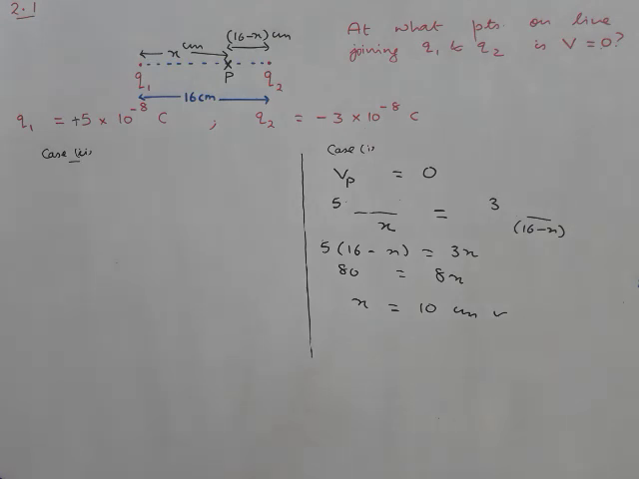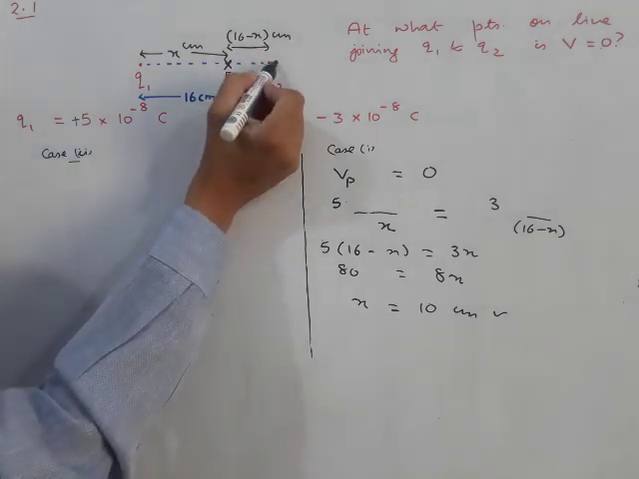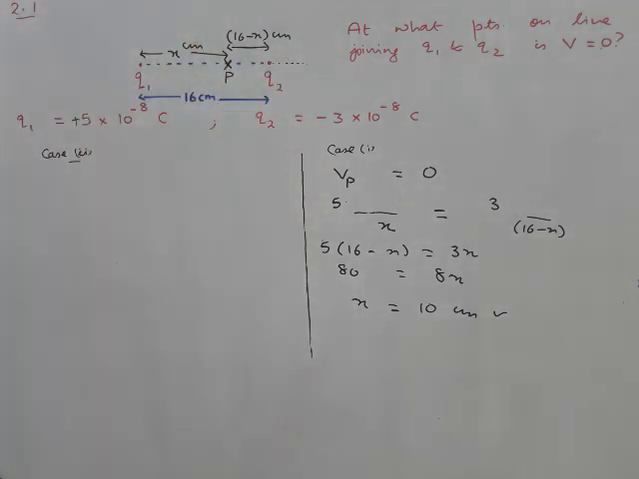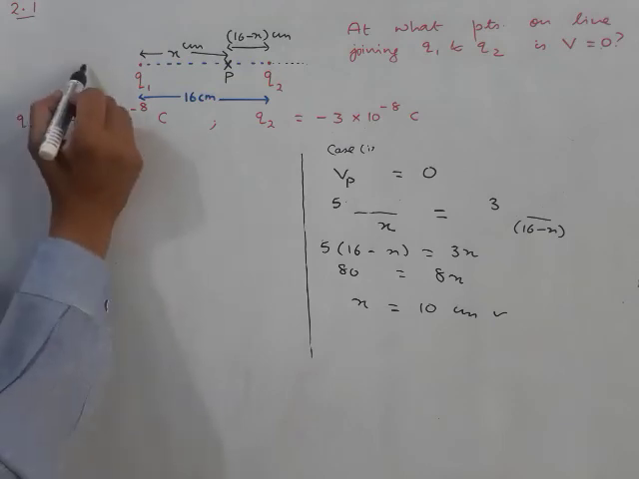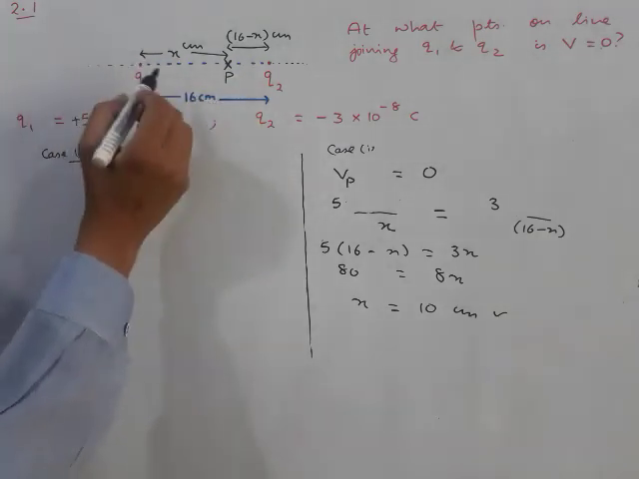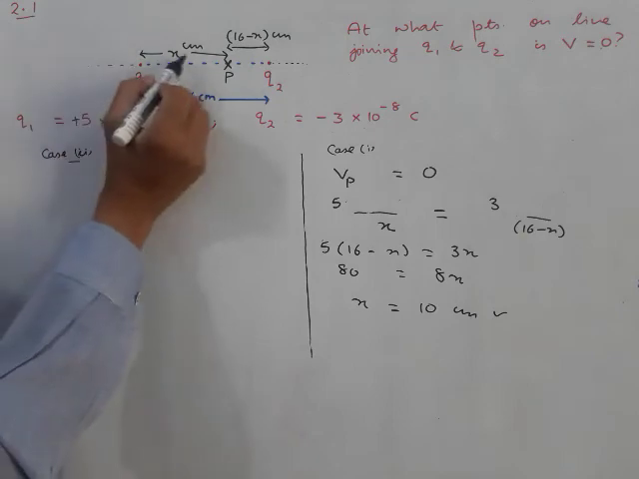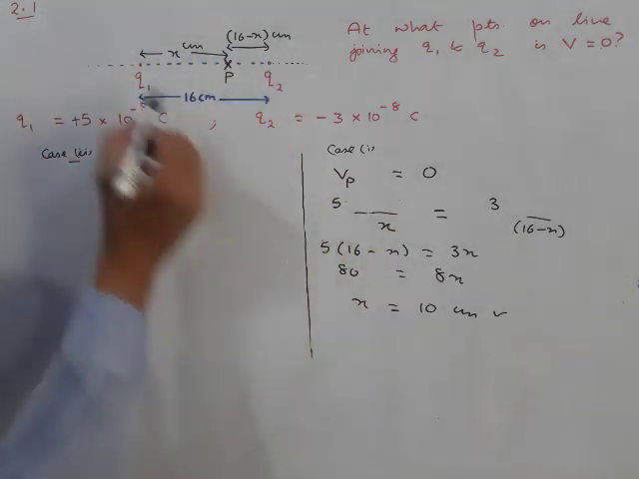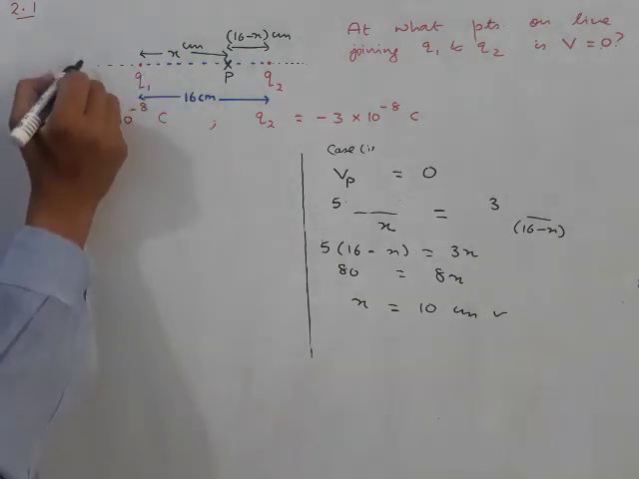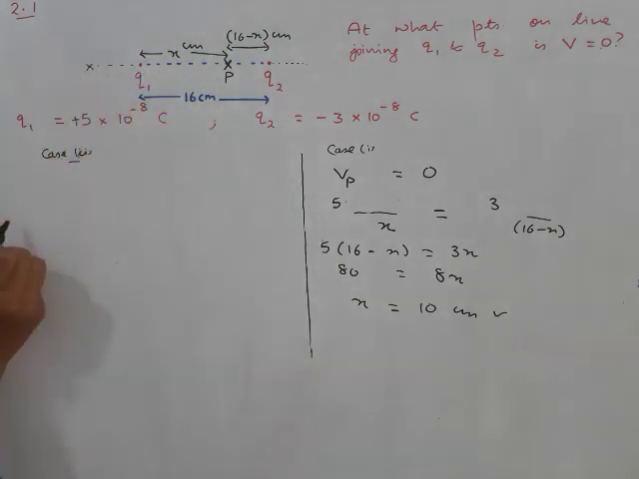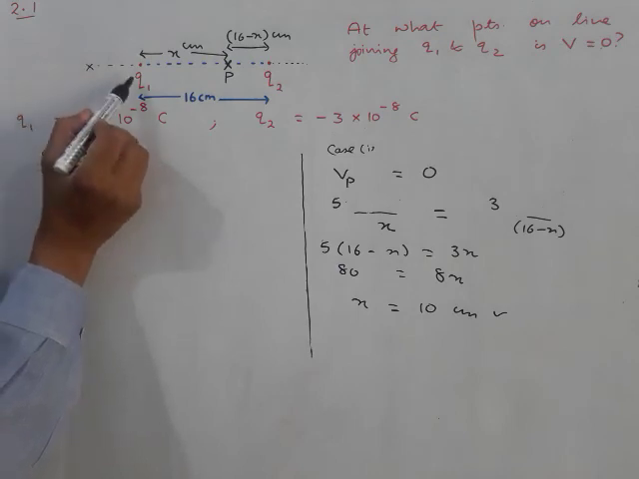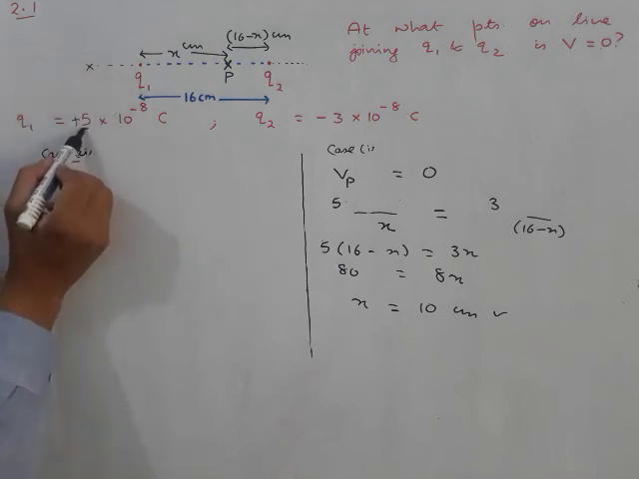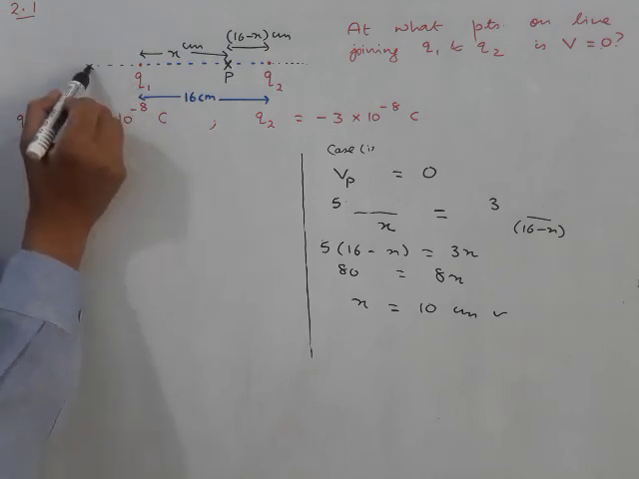There is one more possibility for potential to be 0, and that will be to the right of this Q2. If you remember, earlier we had discussed such questions. These types of arrangements we have to divide into 3 regions: region 1, region 2, region 3. In region 2, we have found the potential to be 0 at a distance of 10 centimeter from Q1. In this region, if you choose any point, it will always be closer to that charge which has greater magnitude. So always the positive potential due to Q1 at this point will be large.